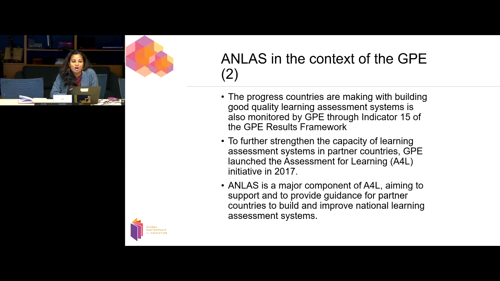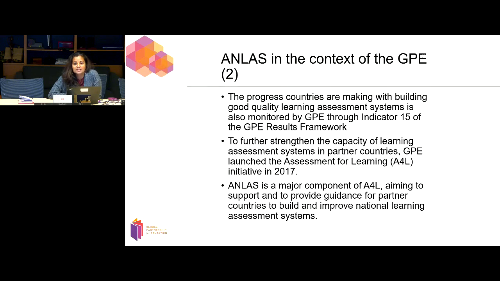Also, GPE monitors the progress that countries make in terms of building good quality learning assessment systems through the GPE results framework, and specifically indicator 15 of the results framework, which monitors the quality of learning assessment systems in partner countries. In order to further strengthen the capacity of these systems in our partner countries, a couple of years ago, we launched the Assessment for Learning, or the A4L initiative, which is seen as a complement to our support at the country level to reinforce learning assessment systems and to promote a more holistic measurement of learning.